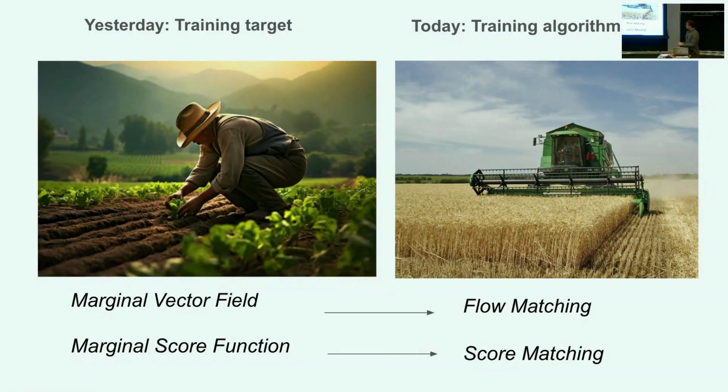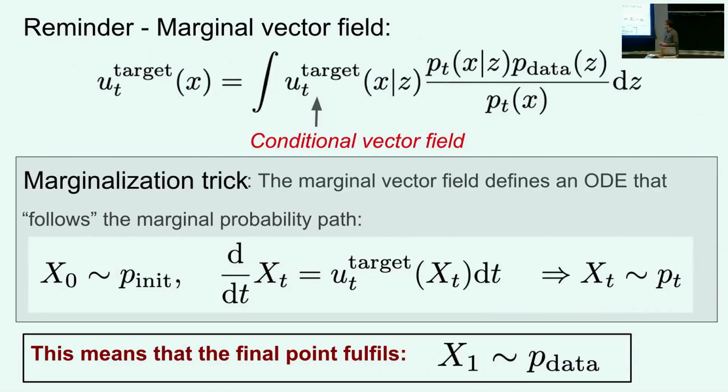All right, so that was preparation yesterday. And we will see today that we'll be translating the marginal vector field and the marginal score function to 2 algorithms that are called flow matching and score matching. And that's going to be the training algorithms that are going to learn these 2 objects. And with that, we're done, and we know how to train a generative model.